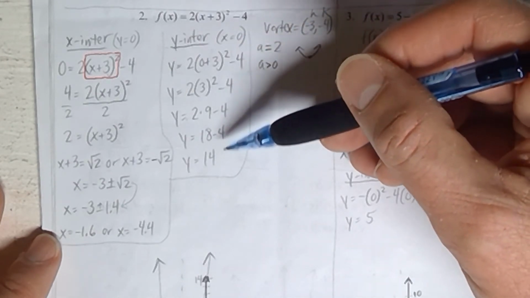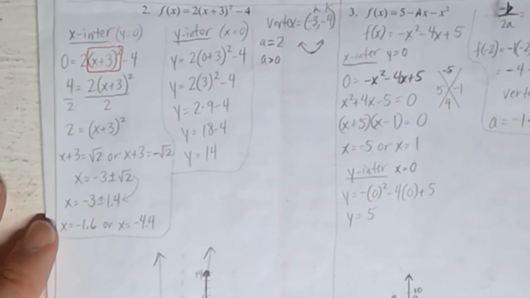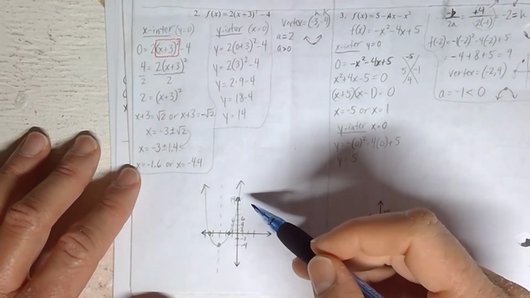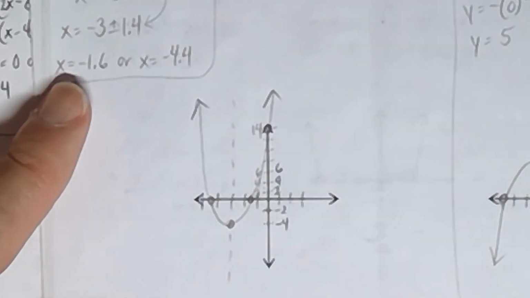Y-intercept, once again, is figured out the same way as normal. You can see what I got there. And then that gives me this graph right here. Let me zoom in on it for you. I'll come back to the whole thing, though, in just a moment.